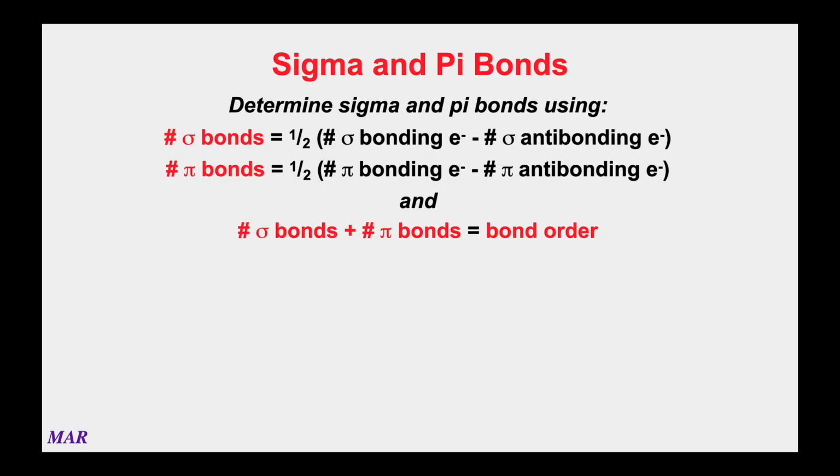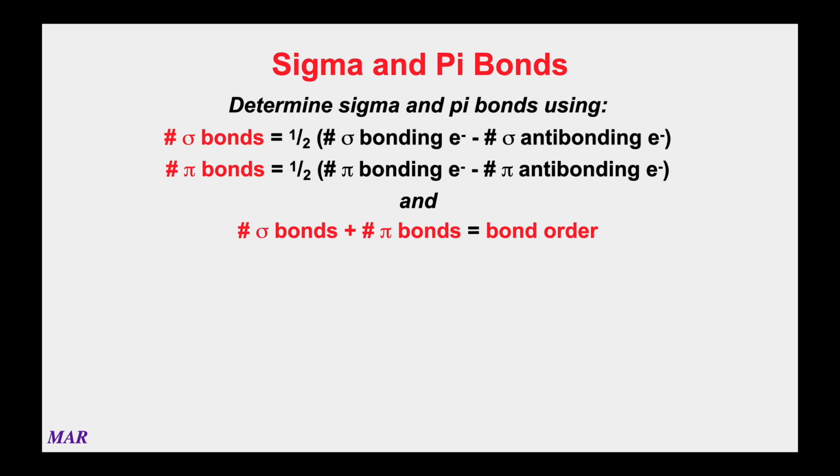You can also determine the number of sigma and pi bonds in a molecule using molecular orbital theory. When you're talking about sigma and pi bonds, you must focus on the sigma orbitals versus the pi orbitals, and you don't mix them together, all right? And also along the way, just like we saw in chapter 7, number of sigma bonds plus number of pi bonds equals the bond order.